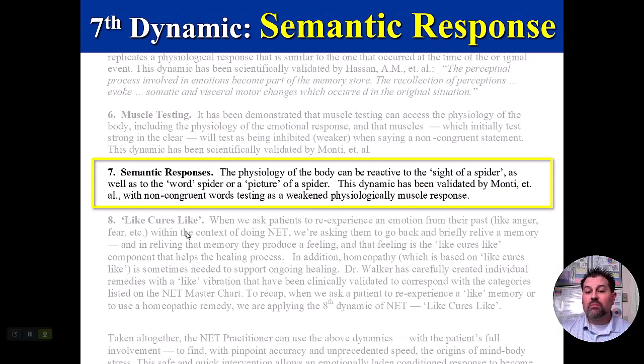Now, semantic responses means that, for example, if you look and you see a spider and you're afraid of spiders, right? The physiology of the body is going to react to that particular piece, and that's a really important piece of understanding to understand when we're working with that idea of the congruent or non-congruent. The non-congruent statement or idea is going to weaken that physiological muscle response.